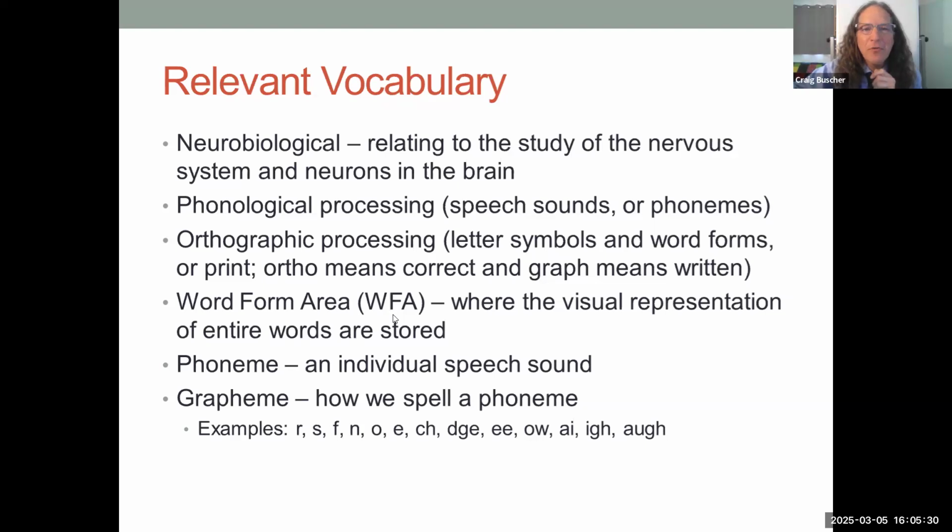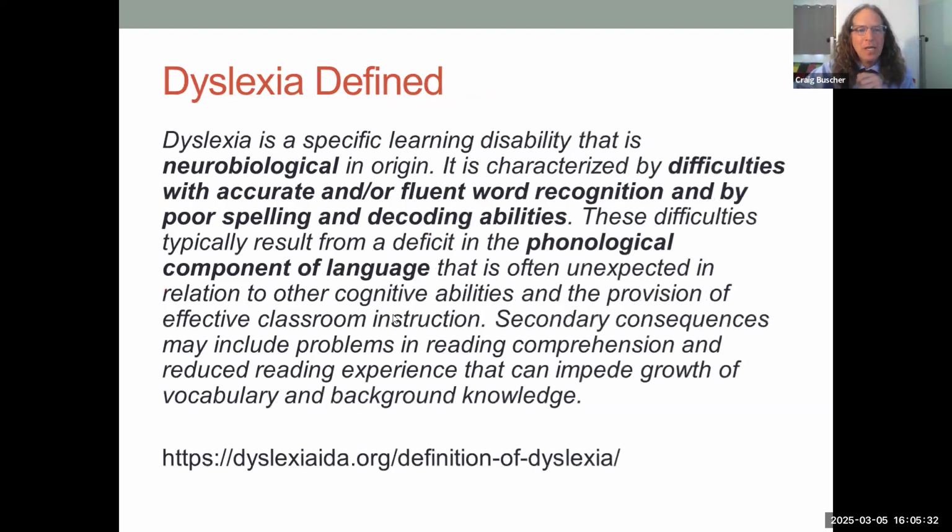Please feel free to do that at any time. All right, so let's go into the definition of dyslexia, which is not light. There are a lot of terms, and this is a dense definition. This comes from the International Dyslexia Association, which is a really wonderful website. They have a lot of links you can click on and a lot of information about dyslexia.